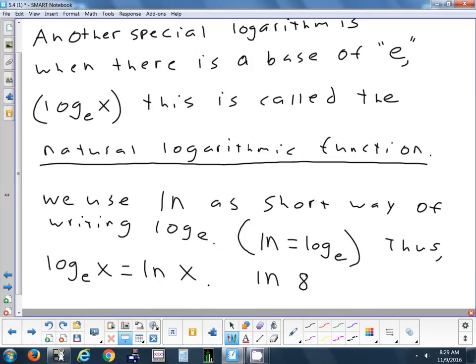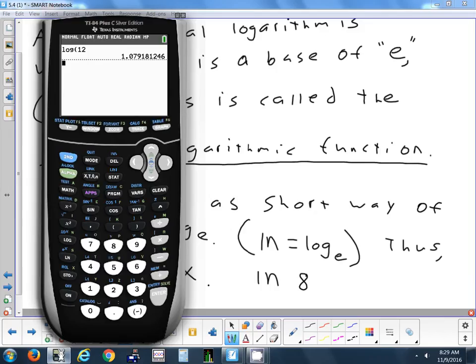Just in case I didn't show you where that one is, the natural log button is right below the regular log. And that's the natural log of 8. Somebody asked about e, if you're looking for that. It's second, division.